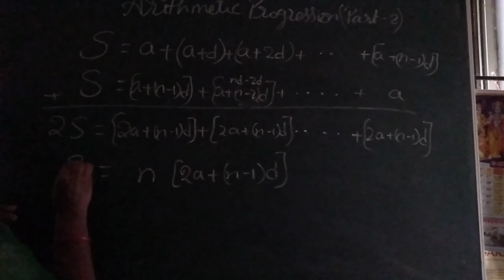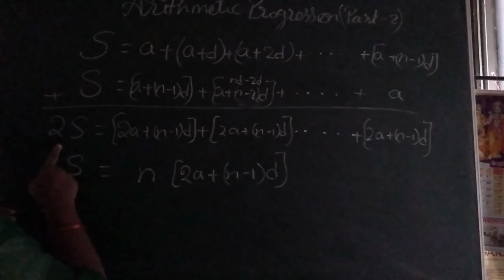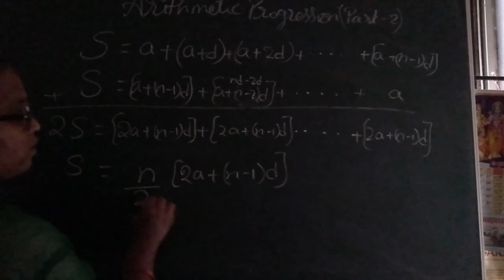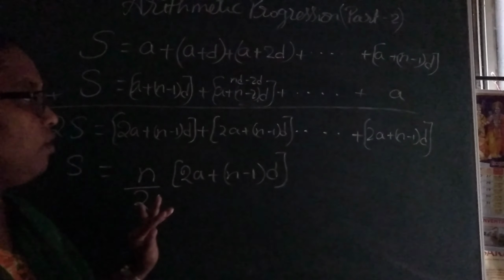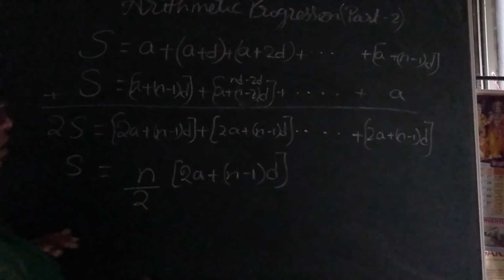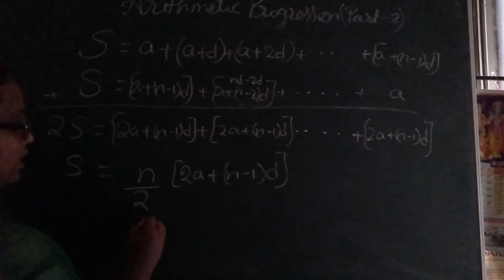But here, I wanted to find only S, not 2S. So N by 2 into 2A plus N minus 1 into D. This is how we will get the answer. So if you want to see how he got the answer also, let us see.